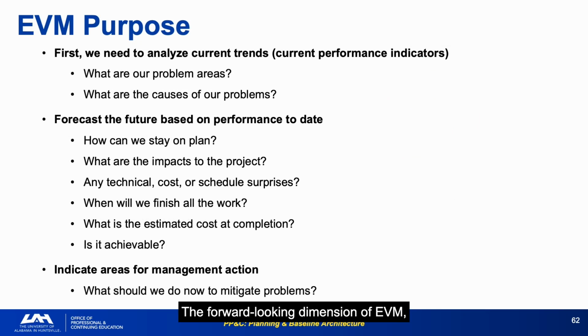The forward-looking dimension of EVM, analyzing current trends to forecast completion cost and schedule, is where EVM delivers its highest analytical value and supports corrective action decisions. Christensen's study finding: once you are 20 to 25% into your project and your variance exceeds 10%, you will almost never recover more than 10% of that deficit. The trend tells you where you are going. What should we do now to mitigate problems? Is the call to action.